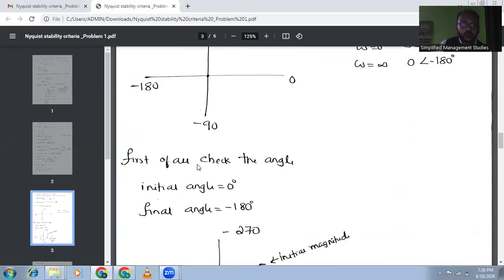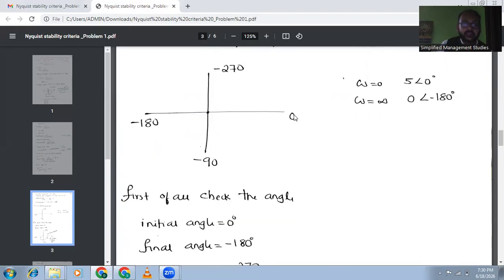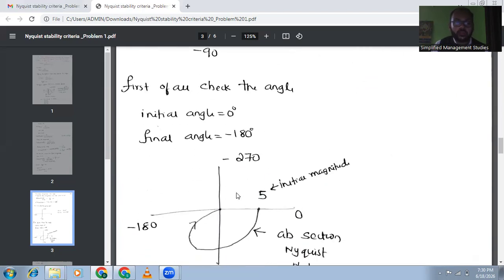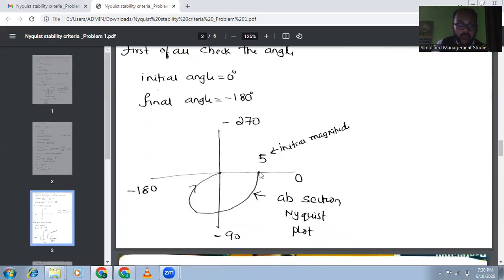First of all, check all the angles. The initial angle is 0 degrees, and the final angle is minus 180 degrees. So your plot will be between 0 and minus 180 degrees. For the magnitude, the initial magnitude is 5. So you start from 5 and terminate at 0. Correct?